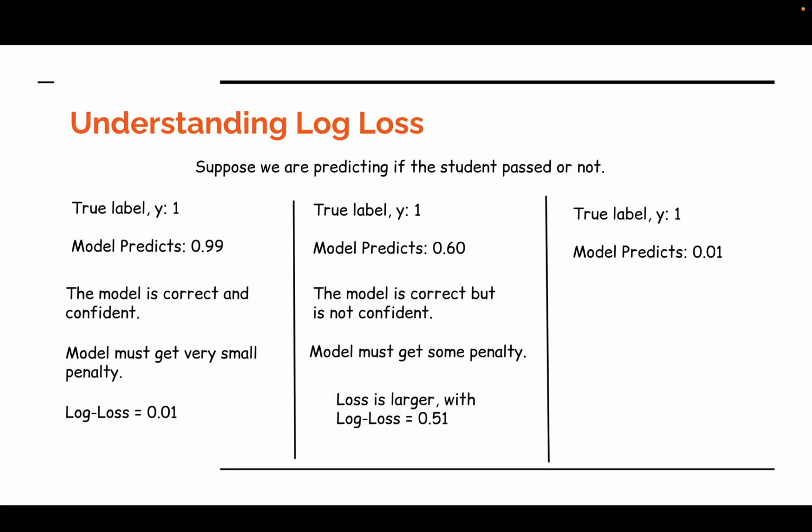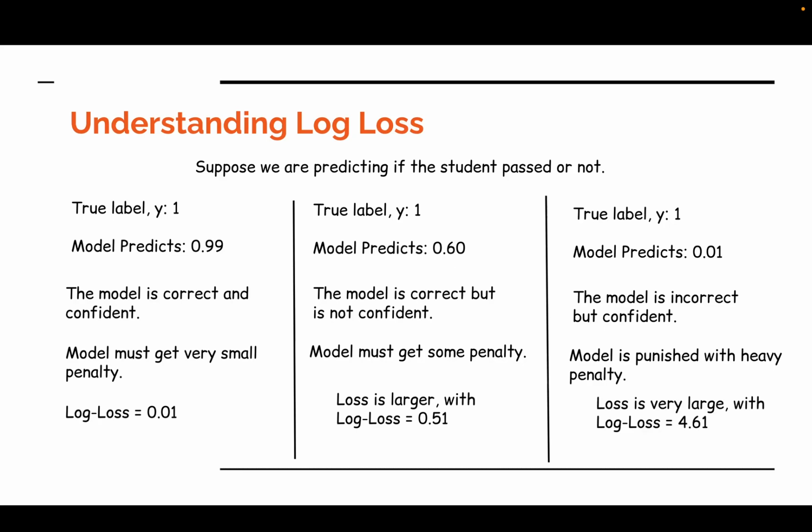So now let's look into another case where we have a true label of y equal to 1 and the model predicts with a probability score of 0.01. Now here the model is incorrect, but it is very confident in the incorrect prediction. So basically we have to punish the model heavily and we are getting a log loss of 4.61.